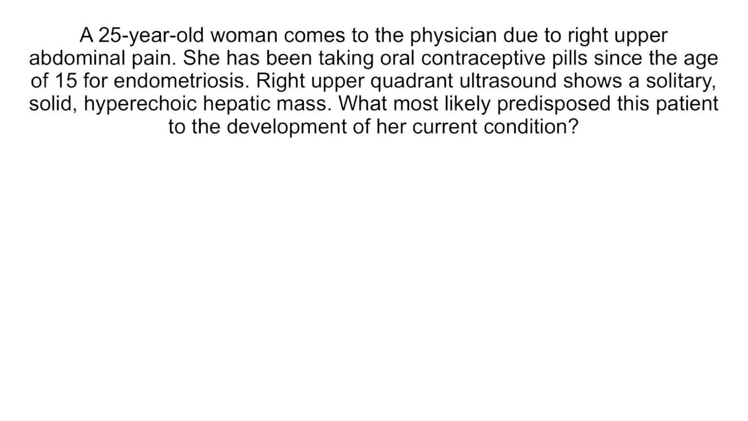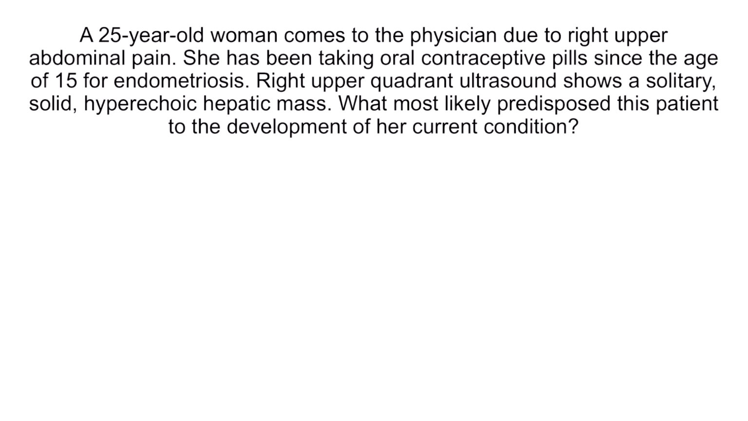A 25-year-old woman comes to the physician due to right upper abdominal pain. She has been taking oral contraceptive pills since the age of 15 for endometriosis. Right upper quadrant ultrasound shows a solitary, solid, hyperechoic hepatic mass. What most likely predisposed the patient to the development of her current condition?